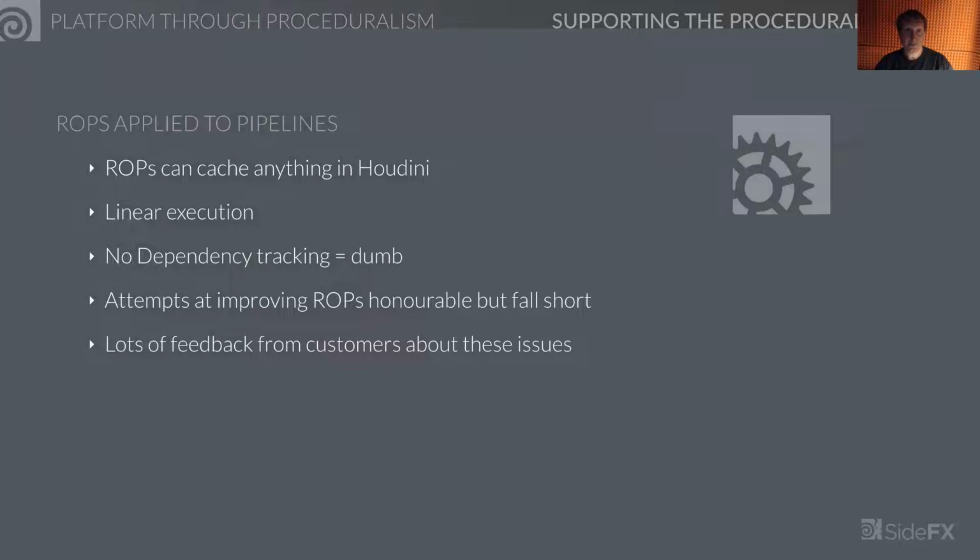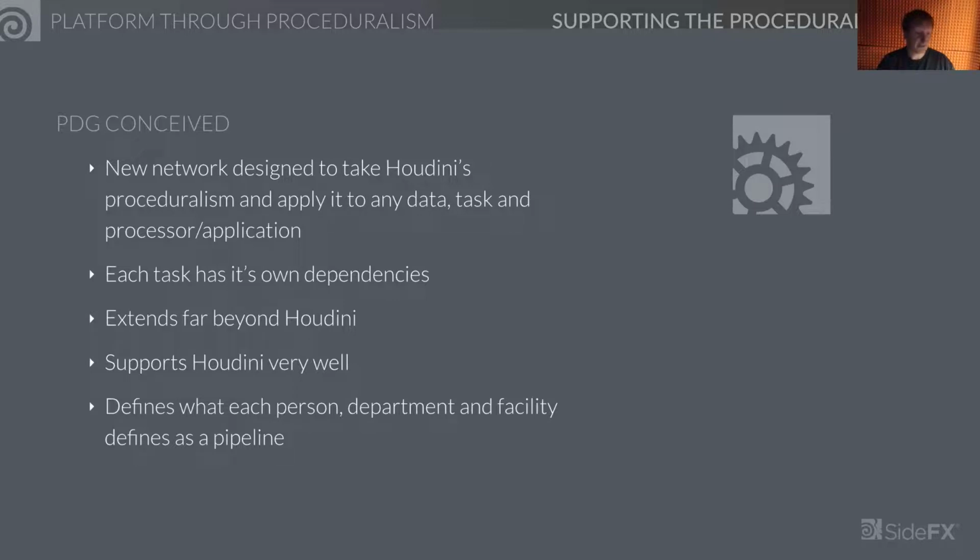But ROPs are at the end of their line right now, especially with PDG. ROPs can cache anything in Houdini, but it's a linear execution, no dependency tracking, really dumb. And attempts at improving ROPs are honorable, but fall well short of what is actually required to do the real work of micromanaging a lot of our assets and dependencies within pipelines. So we got lots and lots of feedback over many, many years on how to improve that. And the answer was, for all the reasons that I talked about, we had to build this thing called the PDG to basically liberate proceduralism to all other parts of the pipeline and beyond.